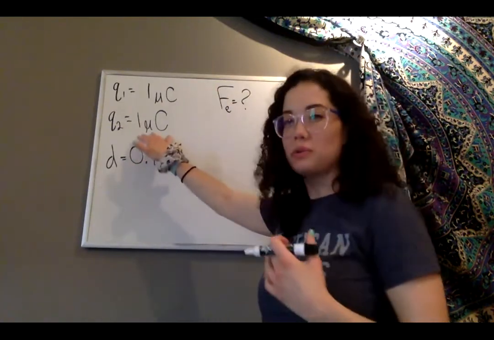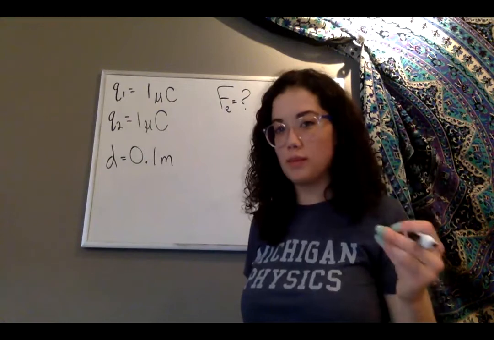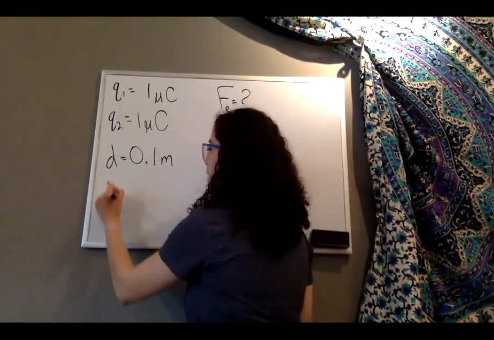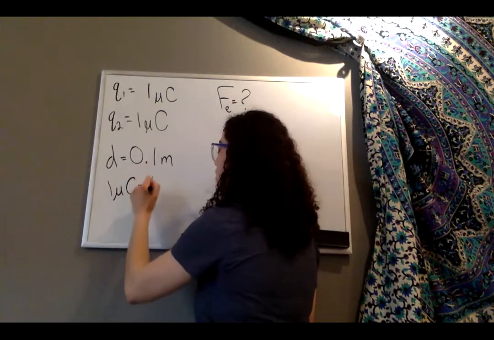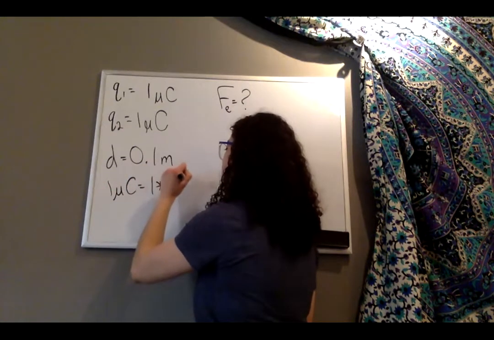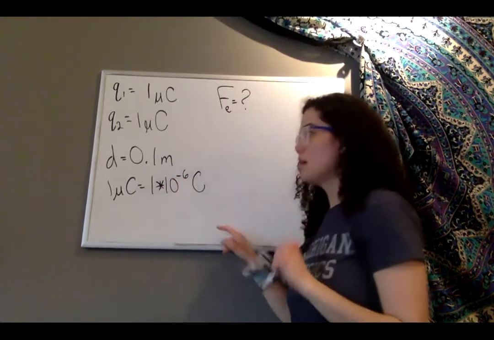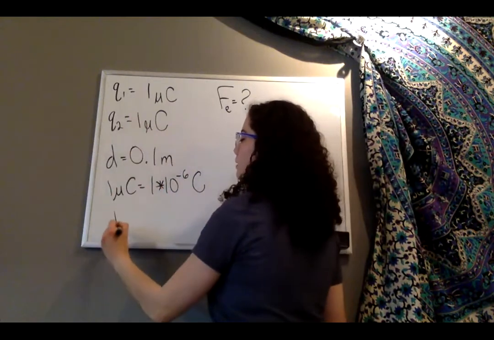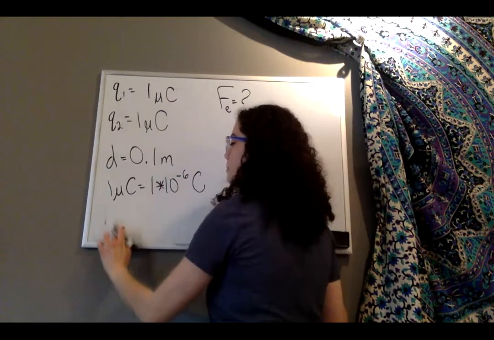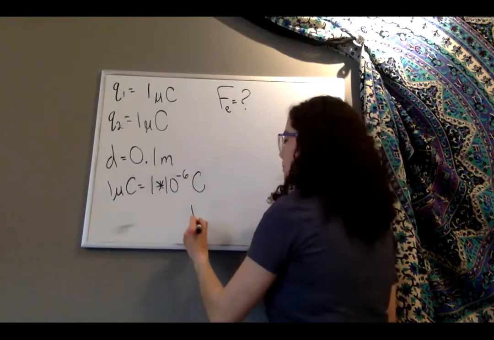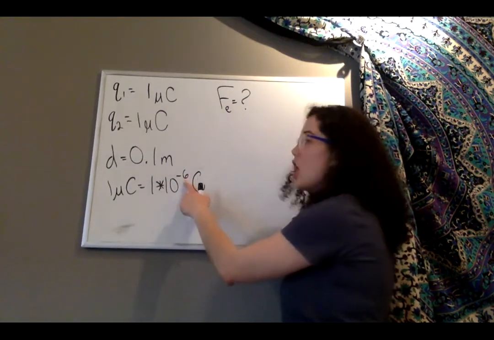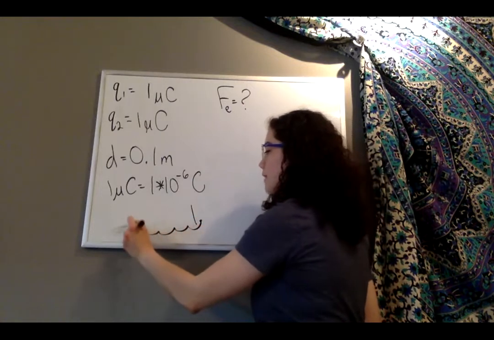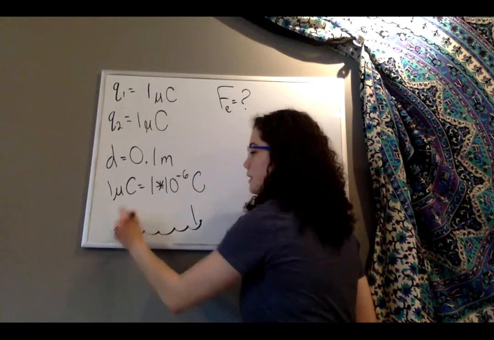So the first thing we need to do is take our charges. We can't use microcoulombs. We need to put it in terms of coulombs. If you look back at that slide, I said 1 microcoulomb equals 1 times 10 to the negative 6 coulombs. This negative 6 tells me that we can put a decimal at the end of our 1 microcoulomb, and we're going to move it 6 spaces to the left. So here we go: 1, 2, 3, 4, 5, 6, and we fill in zeros.